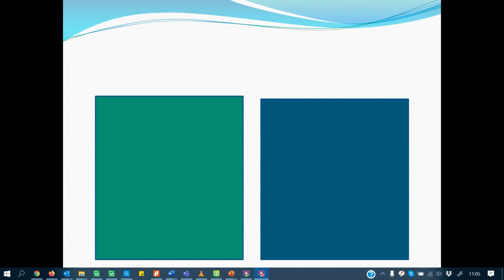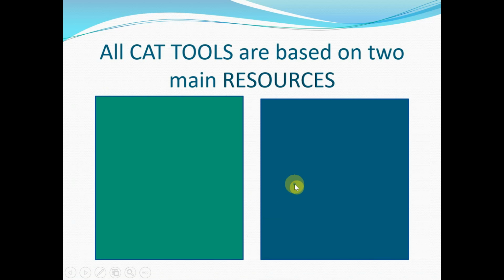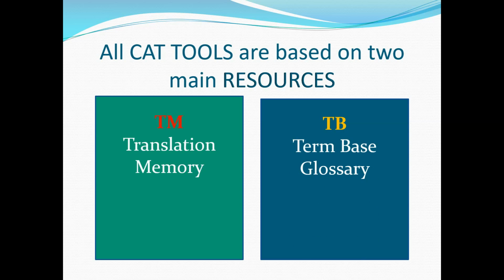Here in this slide, we will see that every CAT tool is based on two main translation resources. Those are the TM, the translation memory, and the TB, the term base, or also called glossary.